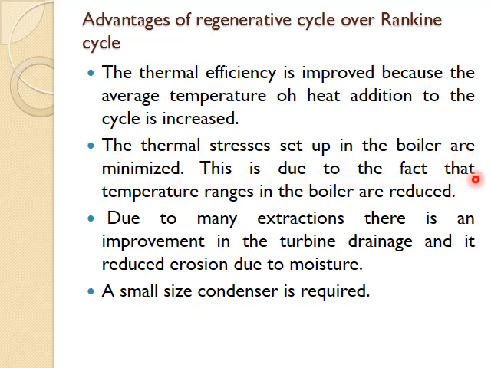This is due to the fact that temperature ranges in the boiler are reduced. Due to many extractions, there is an improvement in the turbine drainage and it reduces erosion due to moisture. Finally, a small size condenser is required. So if you can reduce the condenser size, you can reduce the cost also. So these are the advantages of using regenerative cycle over Rankine cycle.